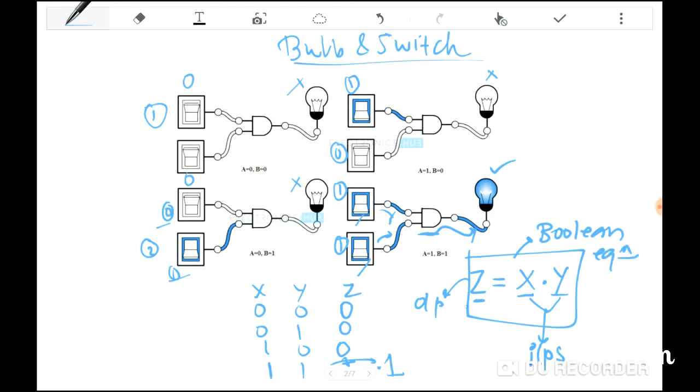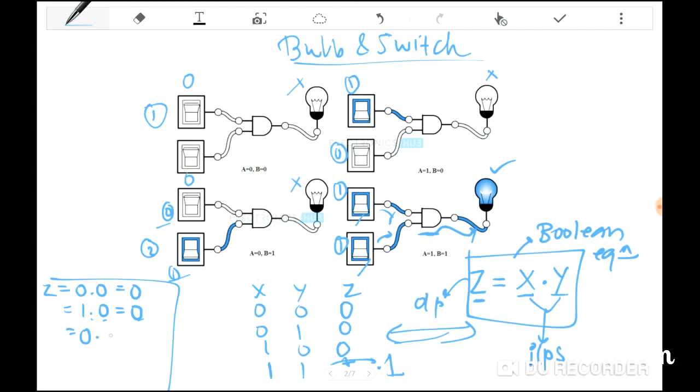Let's now verify this Boolean equation according to this truth table. I will write it here. When one input is 0 and the other is 0, the output we get is 0, because 0 multiplied by 0 is 0, or 0 AND 0 is 0. When one input is 1 and the next input is 0, it is still 0. That is, when 1 is ANDed with 0, the output is 0 again.